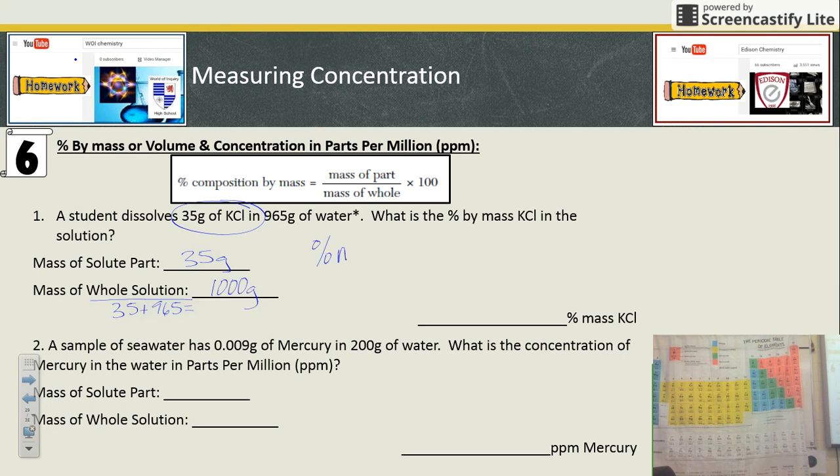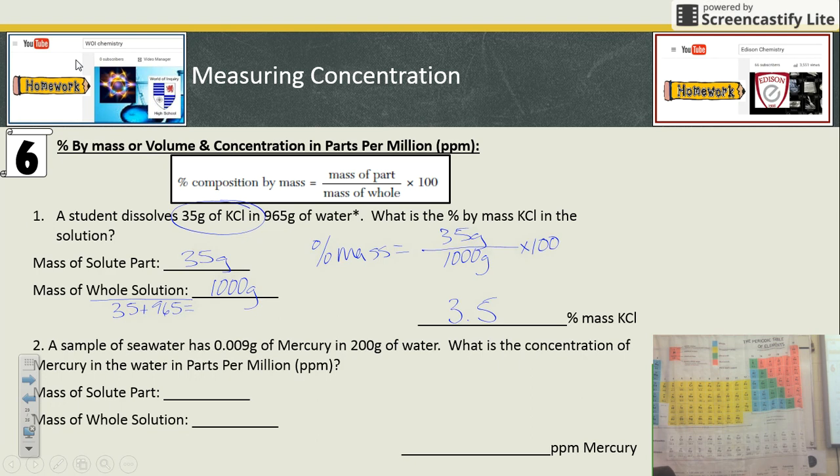So the percent by mass equals 35 grams for the mass of the solute, divided by the mass of the whole solution, 1,000 grams, and we multiply by 100. So 35 divided by 1,000 and multiply by 100, we get 3.5% by mass KCl. Relatively low number.